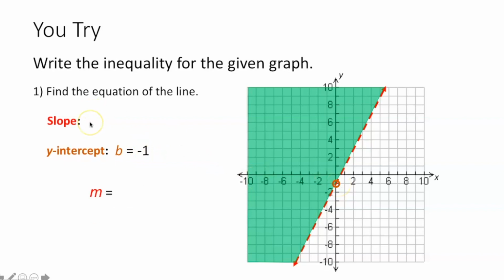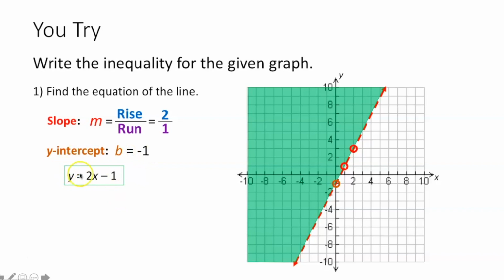Now, what's our slope? Our rise over run. Well, from this point, it looks like we're going up 2, right 1 to put a point there. Up 2, right 1 to put a point there. Therefore, the rise over run would be 2 over 1 or 2. So if we were to put this in y equals mx plus b form, that's y equals 2x minus 1.